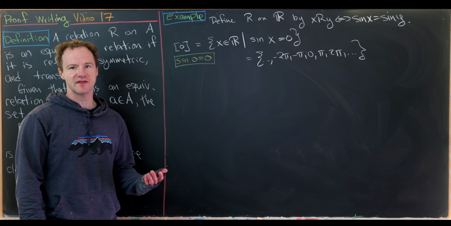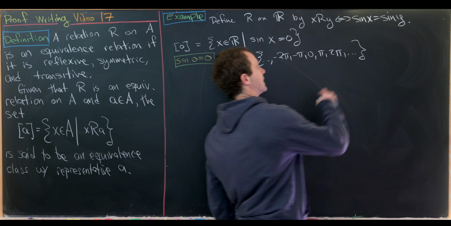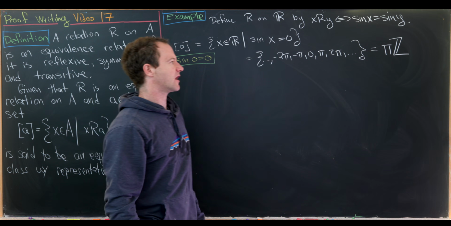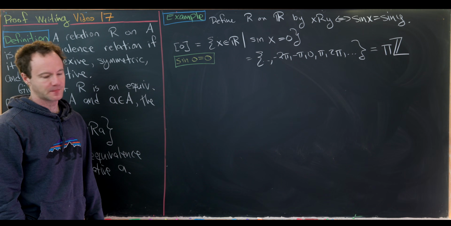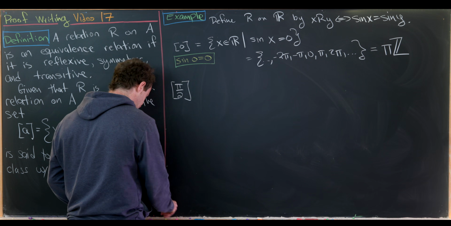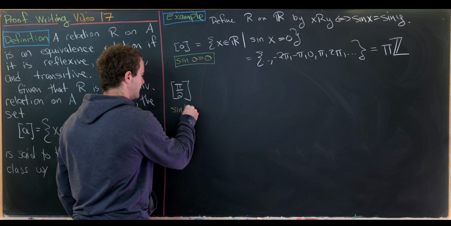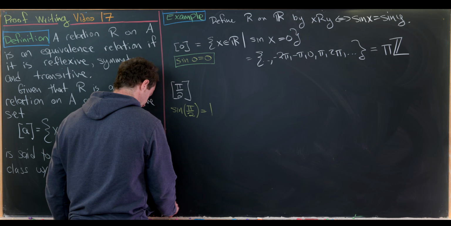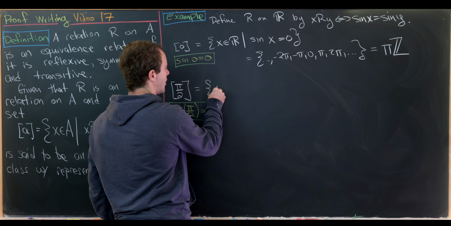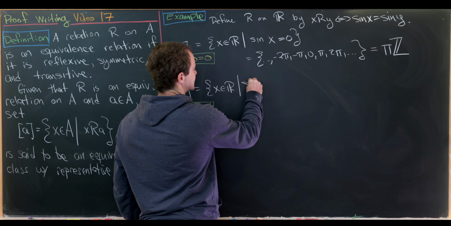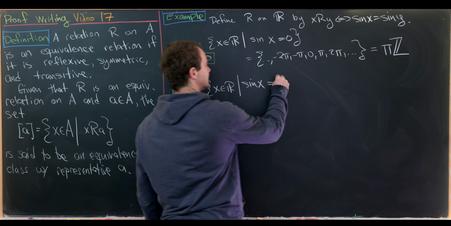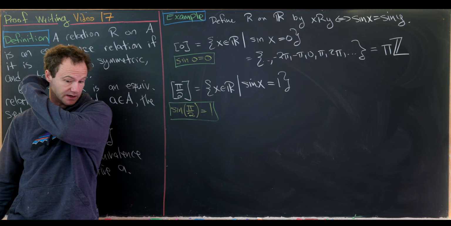Now there's a fancy way to write that if you're so inclined, and that would be something like this: pi times Z. So that's a way of writing every integer multiple of pi. Okay, now let's look at pi over 2. And let's keep in mind that sine of pi over 2 is equal to 1. So it'll be useful to know that for this problem. Okay, so that's going to be all real numbers x such that sine of x equals sine of pi over 2, but sine of pi over 2 is 1. Okay, nice.